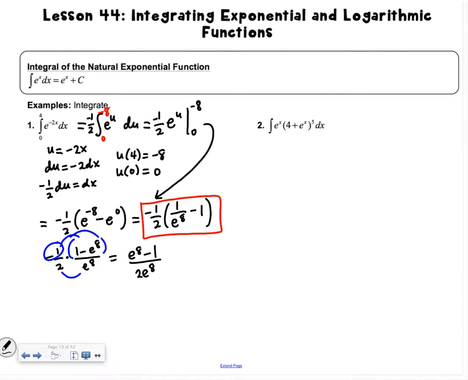Okay, so number 2. Think about what your u would be. What do we think? Do I need to call on you guys? Eric, what's the u?